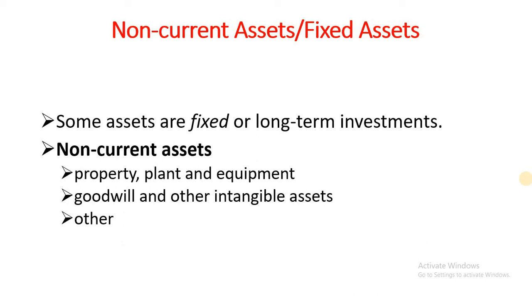Non-current assets also include goodwill and other intangible assets. Let me give you an example of goodwill. For example, your company has investment in research and development. So your investment in research and development will build up your goodwill. In the meantime, if your company acquires another company, that might also increase your goodwill. And there are some other types of non-current assets as well.